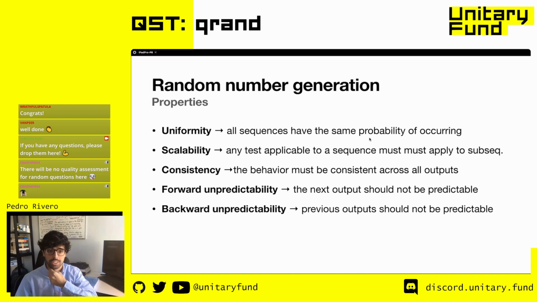We also want it to be consistent, meaning that the behavior must be the same across all different outputs. And then we have forward unpredictability, which is kind of intuitive to us all. If I have one of these random outputs, I cannot predict what the next random output is going to be. And then backward unpredictability, which is not so intuitive to us, but it's also very important for security. It means that if I have one random number, I cannot predict the numbers that came before.